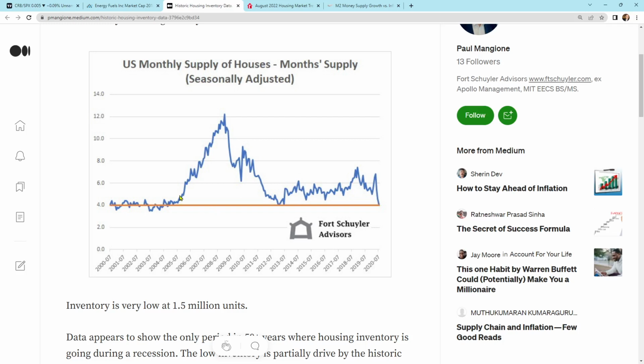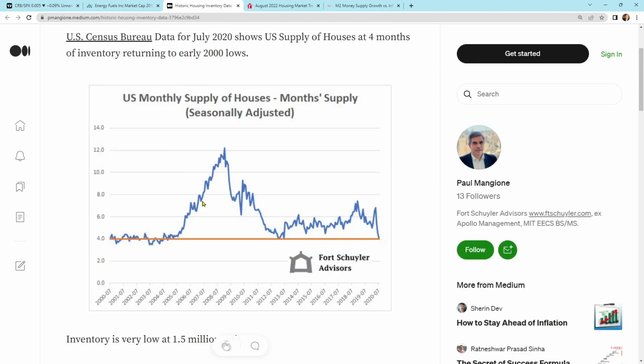And those loans were starting to go bust. I don't show the stuff where they were going bust here. I'm just showing the U.S. monthly supply of houses, which is one good indicator. This is another thing you should layer in to your market conditions.